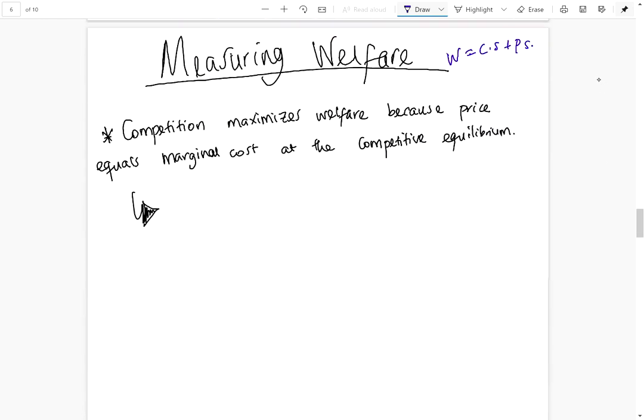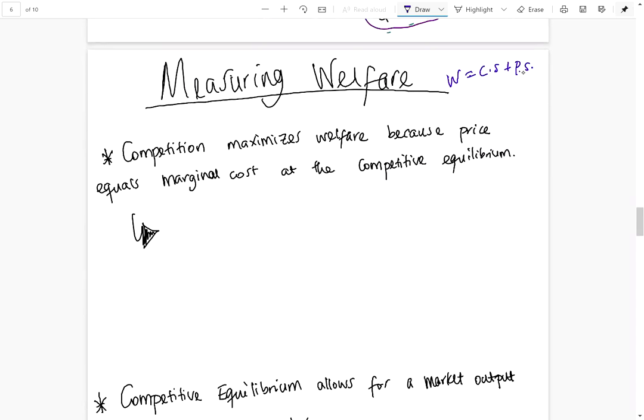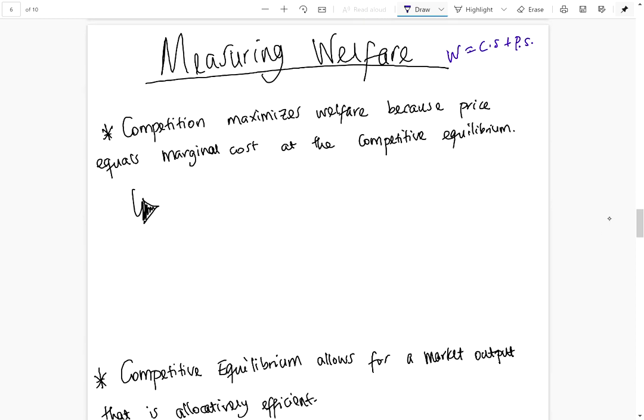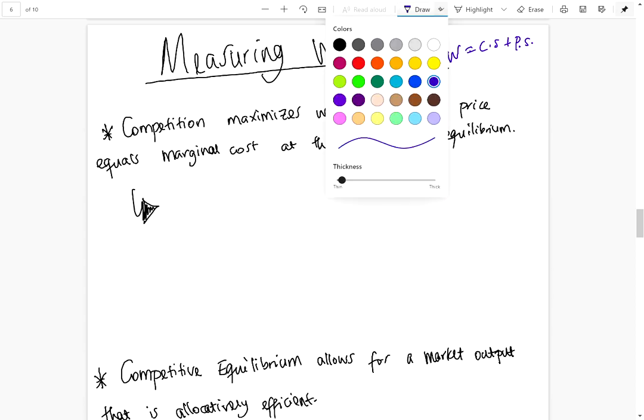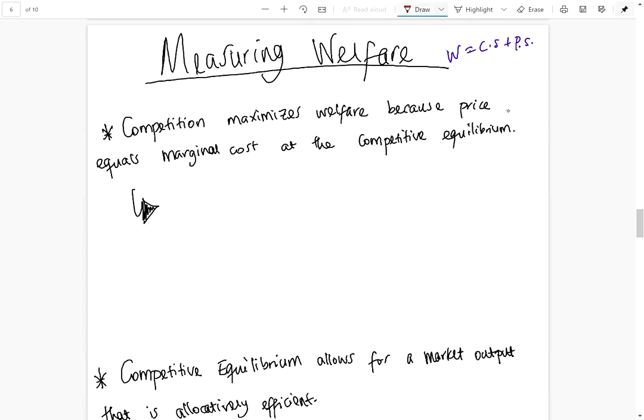We want to talk a little bit more about welfare in general, and also what welfare means in a competitive market. We see here that competition maximizes welfare. This is a big deal. This is a very important reason why we start with perfect competition in the first place. Competition maximizes welfare because price is equal to marginal cost at competitive equilibrium.